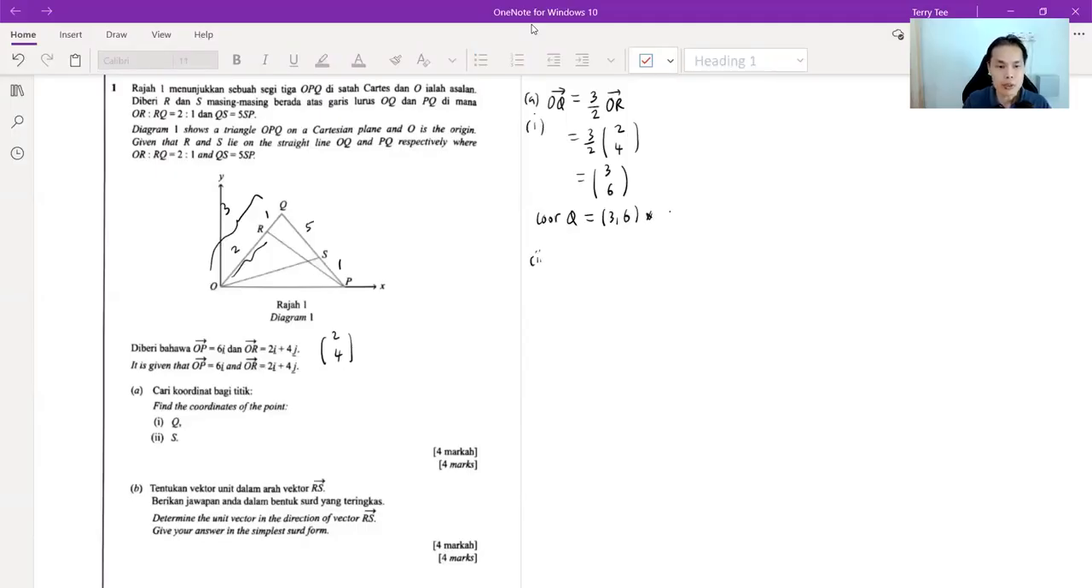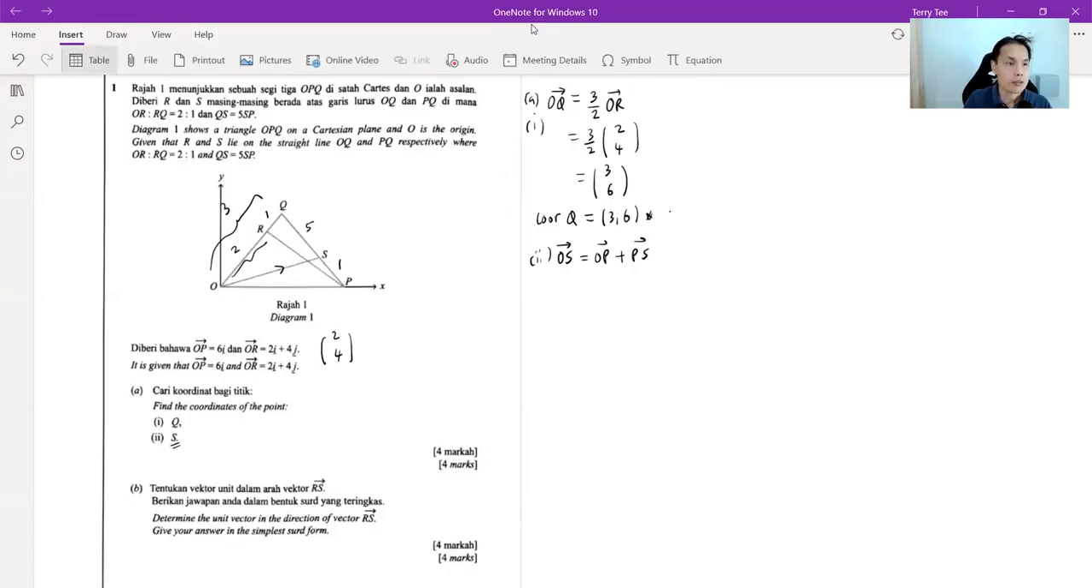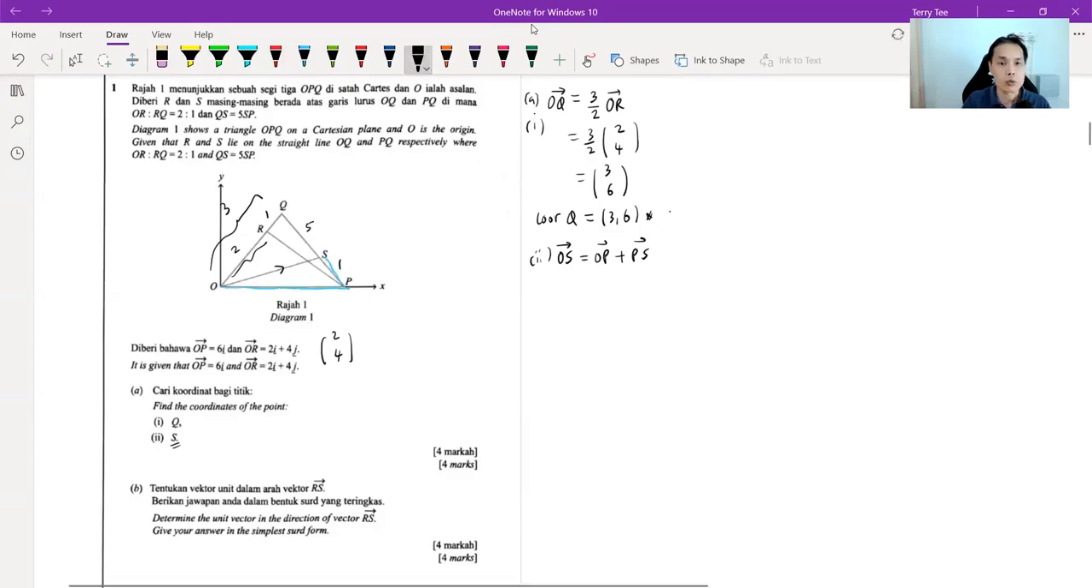Now, Roman 2, we are finding the coordinate of point S. So we can find vector OS first. I have 2 ways of doing this. One is a standard way, one is a fast way. I'll show you the standard way first. To go from O to S, we can go from O to P, P to S. Now, some of you may want to go from O to Q, Q to S. You can do that, right? I think O to P, P to S is easier because it's shorter. So let me just highlight for you. O to P, P to S is the shorter way to go from O to S.